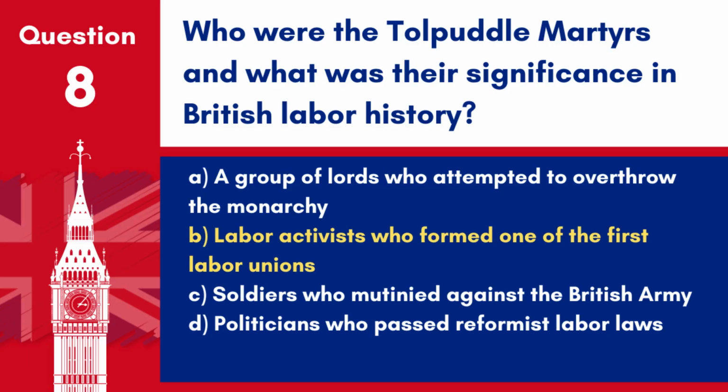Answer B. Labour activists who formed one of the first labour unions. The Tolpuddle Martyrs were a group of 6 agricultural labourers in the village of Tolpuddle, arrested in 1834 for forming a trade union to protest declining wages, becoming symbols of the labour movement.